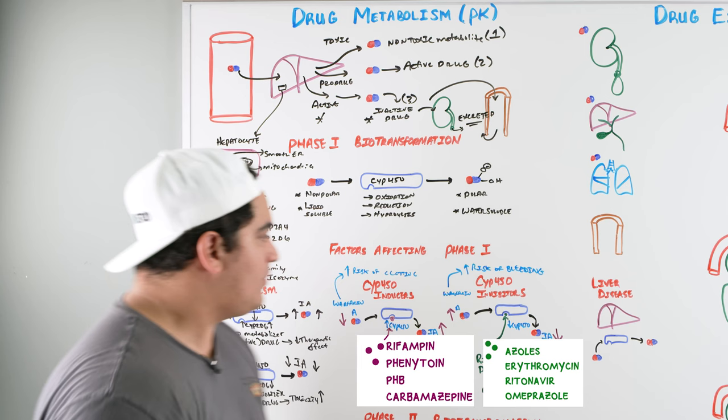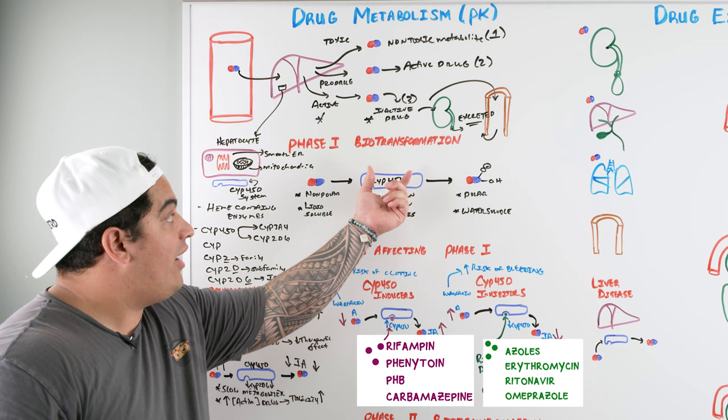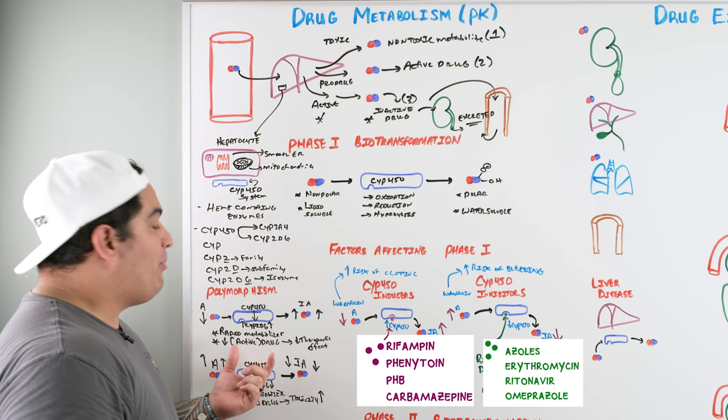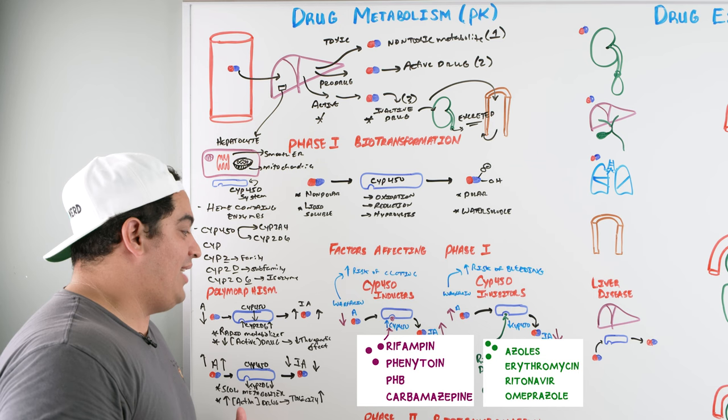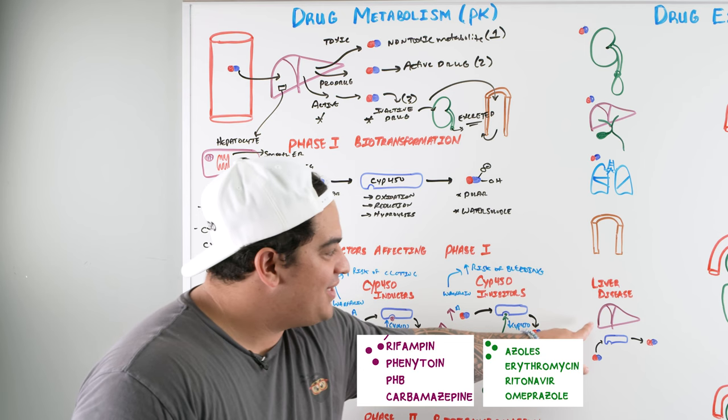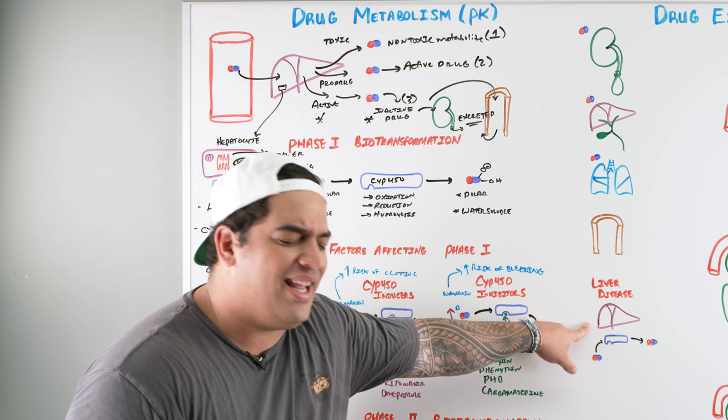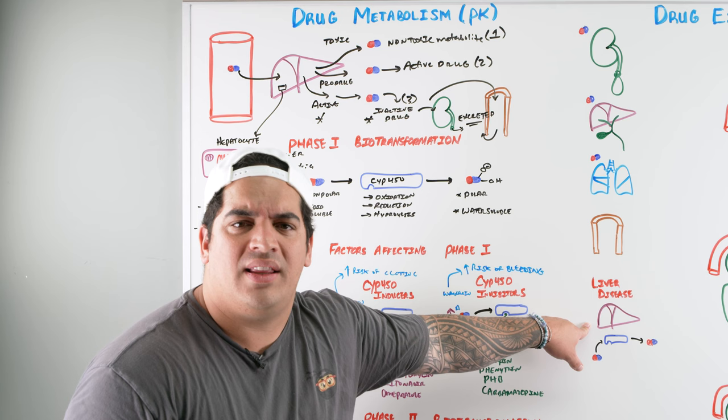All right, so now we understand the factors affecting phase one metabolism, which is primarily carried out by the CYP450 system. We know inhibitors, we know inducers, we know the polymorphism with respect to CYP2D6, the rapid and the slow metabolizers. Now what I need to do is talk about one other thing that can affect it. The liver is the primary spot of metabolism. A very small amount of metabolism can occur in the kidneys, a very tiny amount can occur in the lungs, and a very minuscule amount can occur within the intestinal cells.